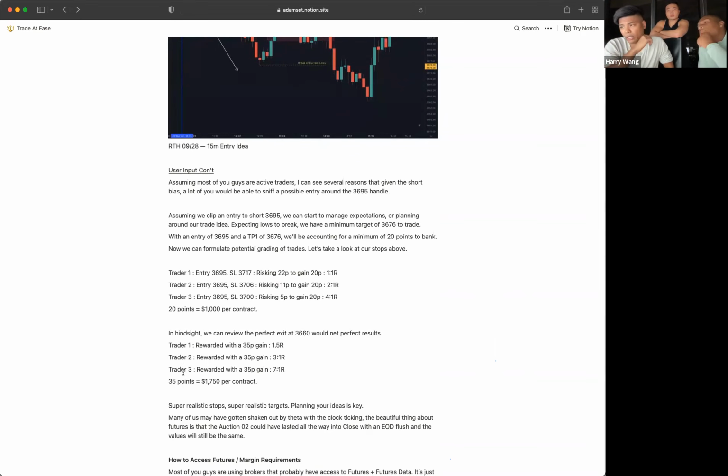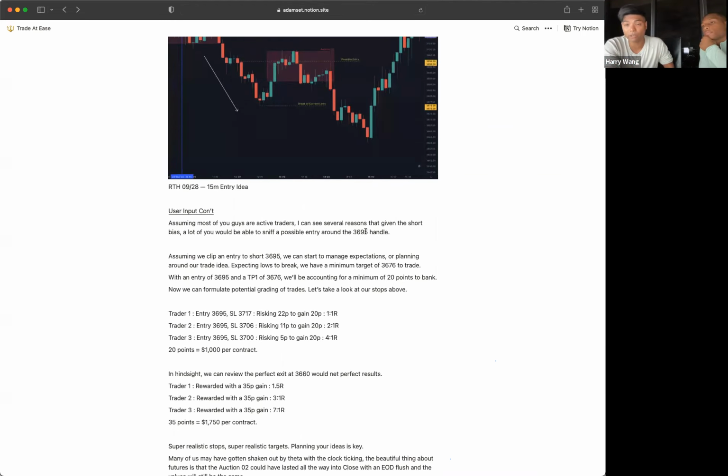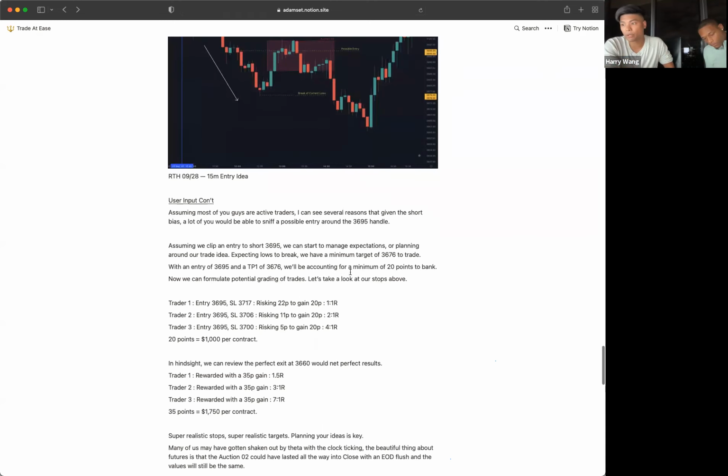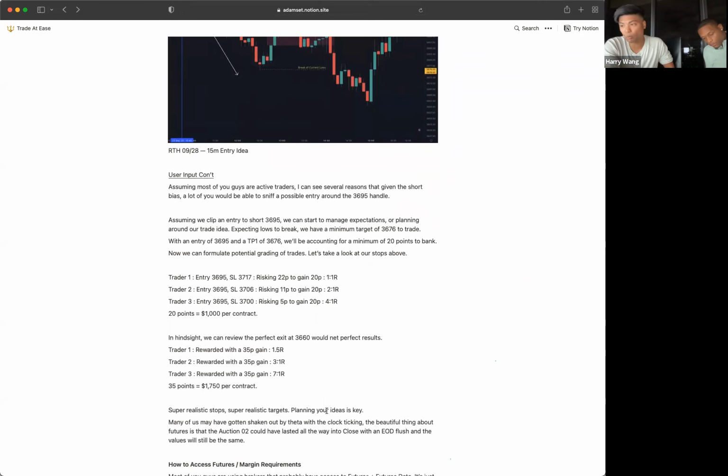Many of us may have gotten shaken out by theta and the clock ticking. The beautiful thing about futures is that the auction could have lasted all day into close. It could have lasted for the next session and the one following that. However, with a down move or a flush, the values are going to still be the same, right? Whether I entered at 9 a.m. and held all day or entered at lunch and held all day, as long as the take profit was 62s, that value is going to be the same. So, once over: super realistic stops, super realistic targets, plan for your trade. And the great thing about futures is that there's no Greeks involved.